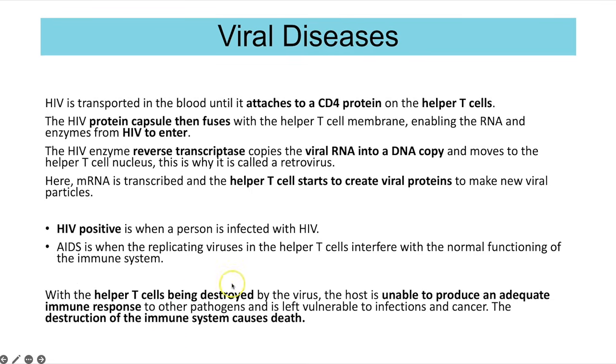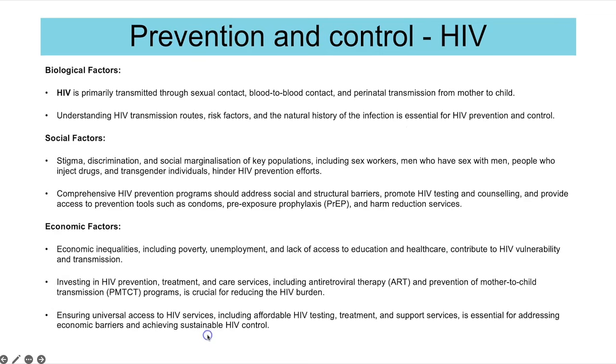So with the helper T cells being destroyed, that means you are unable to have this immune response and defend yourself against other infections and even cancer. And that's why HIV, when it has destroyed enough helper T cells to result in AIDS, can cause death. So the HIV itself doesn't cause death, but when you've developed AIDS, because the helper T cells have been destroyed, you can then die from other infections because you can't defend yourself.